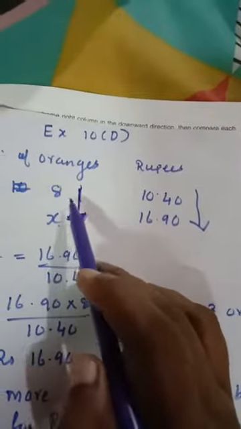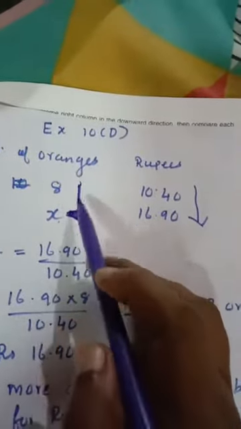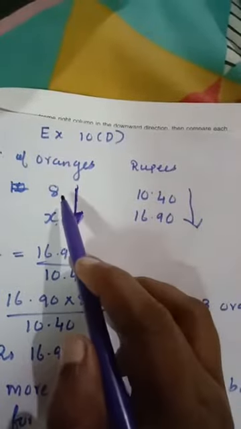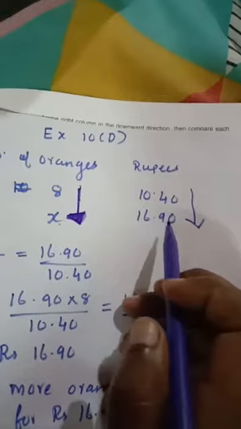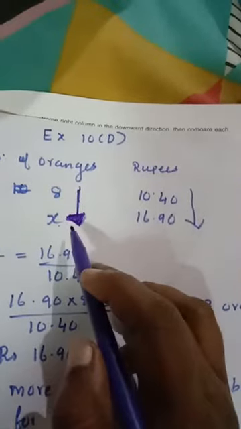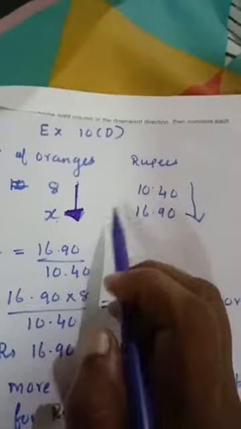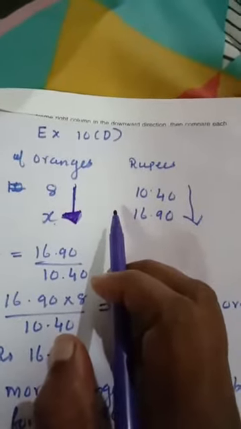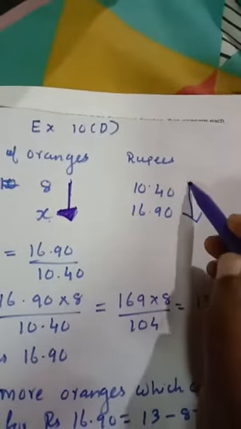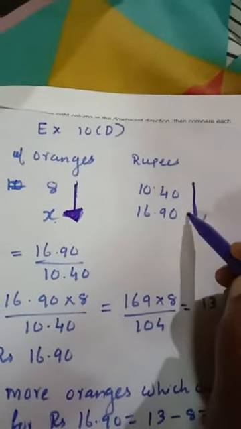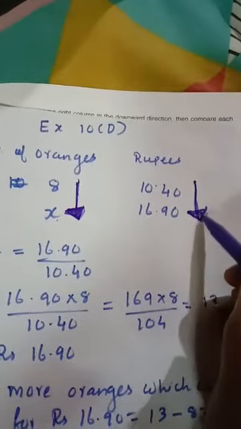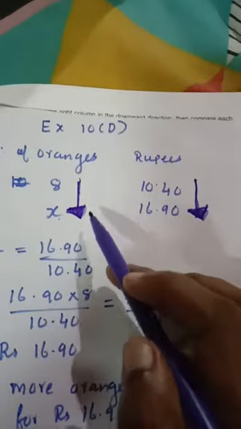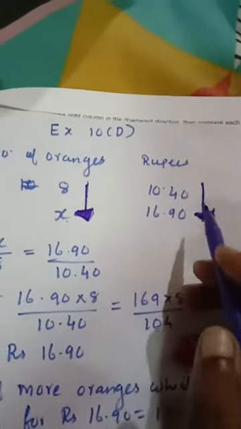Now comparing this x, or the oranges, with the rupees. For 10.40, we got 8 oranges. For 16.90, we got more oranges. For more amount, more oranges. Less amount, less oranges. It is direct variation. So this one also downward. Both are direct, so the arrow is same as first arrow. Now compare it.